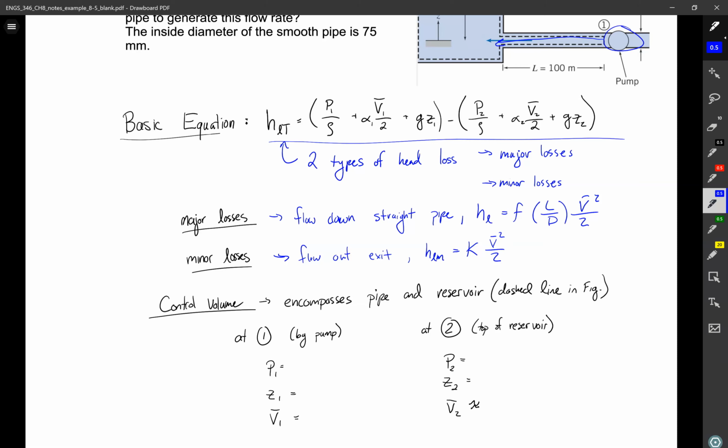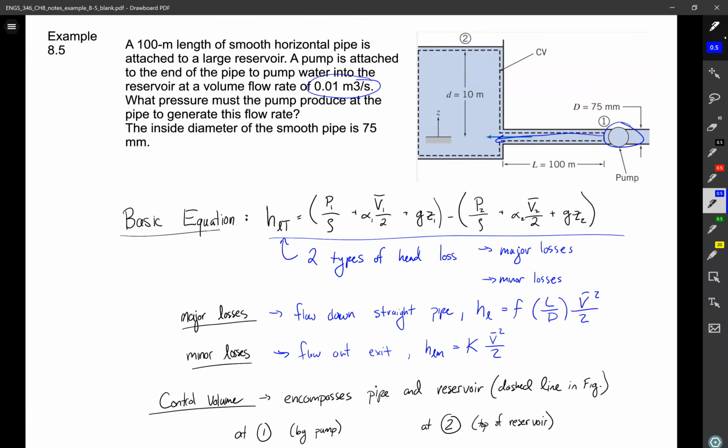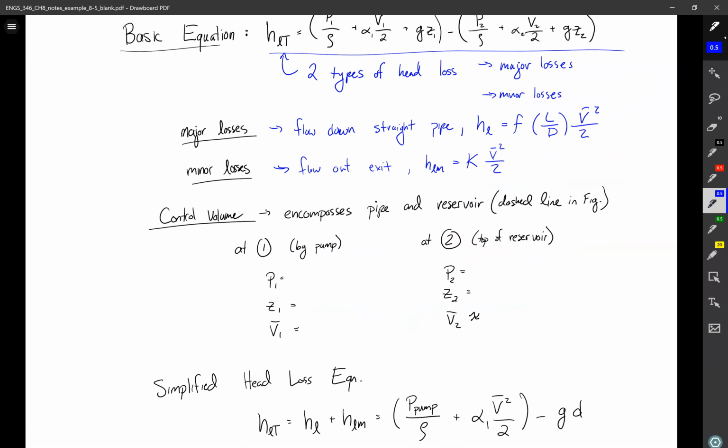We'll draw our control volume to encompass both the pipe and the reservoir. So it's the dashed line in the figure. So it goes right up to the pump outlet. So we're asking, what pressure do we need at control surface 1 in order to cause this flow? At the pump, we have the pressure P pump. We don't actually know what that is. We have a height, which we'll define as 0 meters, and a velocity, which is the velocity of the flow, which is simply equal to Q divided by the area.